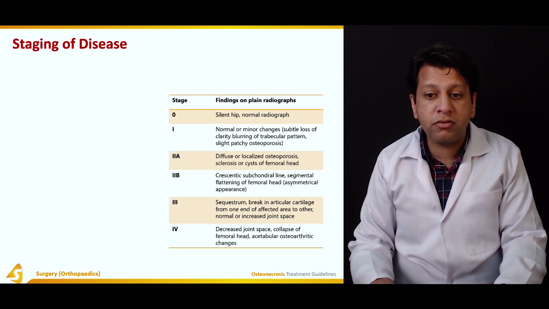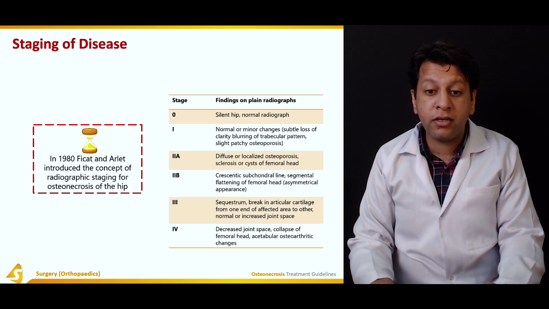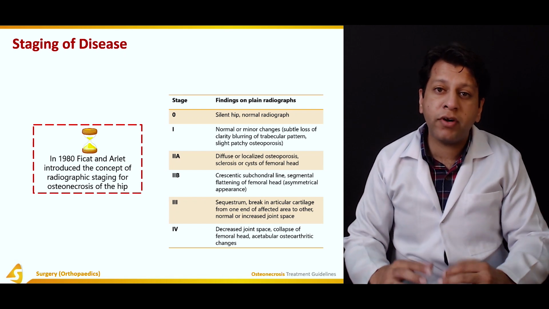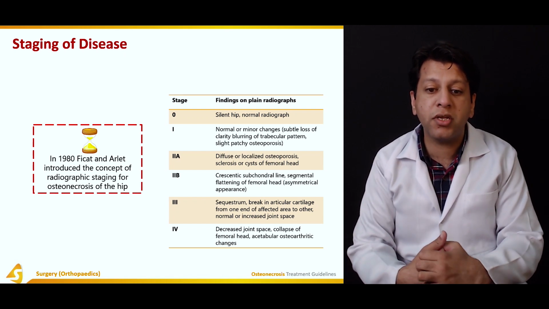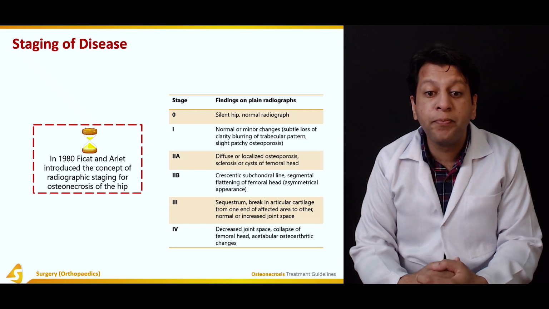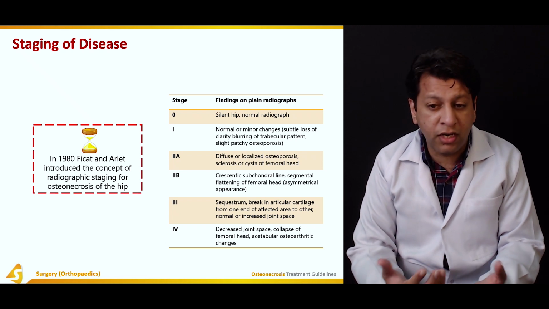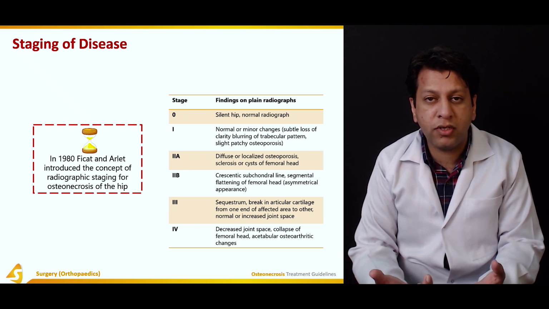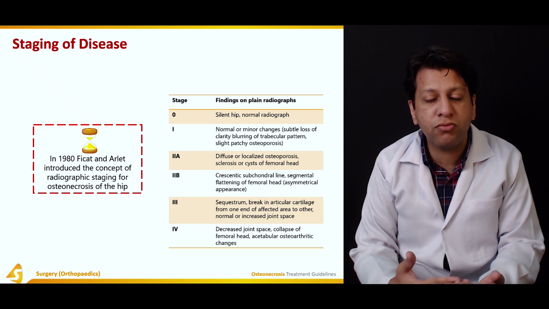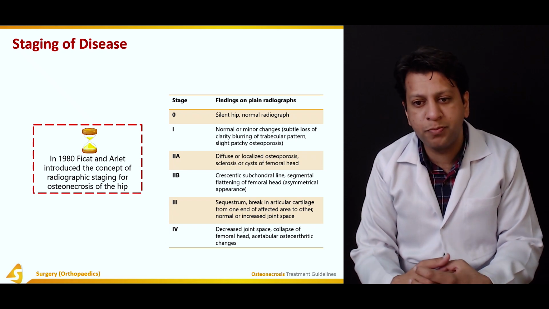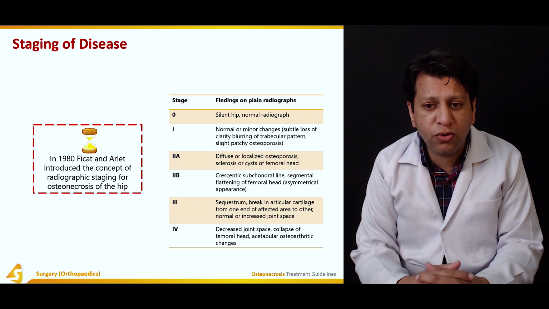So coming to the stages of disease, Ficat and Arlet were the first ones to actually define osteonecrosis of the hip, and it was basically in 1980 they did it. In 1980, Ficat and Arlet introduced the concept of radiographic staging for osteonecrosis of the hip. They divided it into 5 stages, from stage 0 to stage 4. Stage 0 is actually silent hip and normal radiograph.